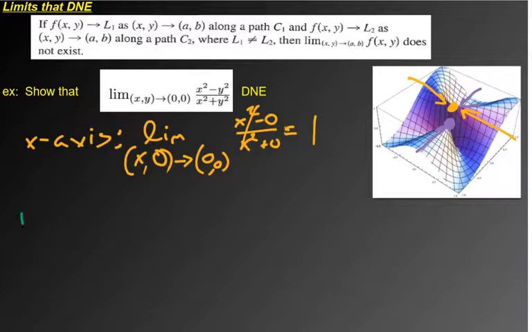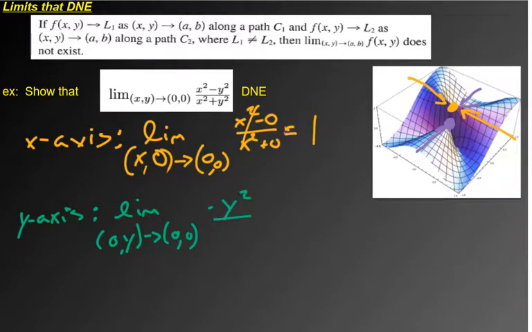And then on the y-axis, we would change the problem to say, instead of (x, y), we would do (0, y), and that approaches (0, 0), right? Now the x's go to 0, and we get negative y squared over y squared. Then these cancel, and you get negative 1 this time. And that actually is what this picture is trying to show you.